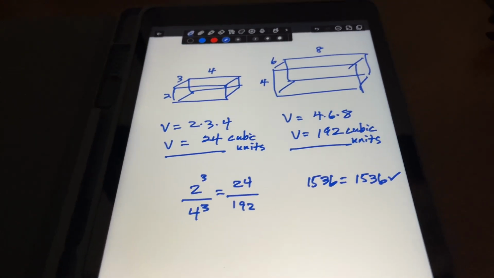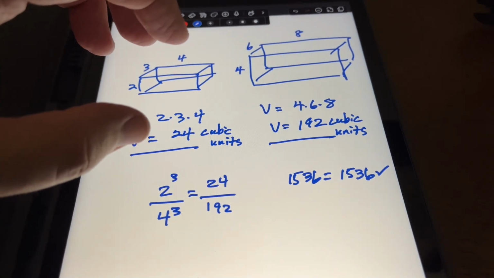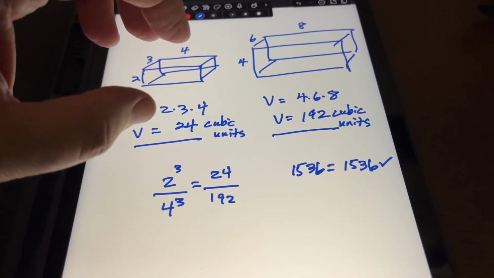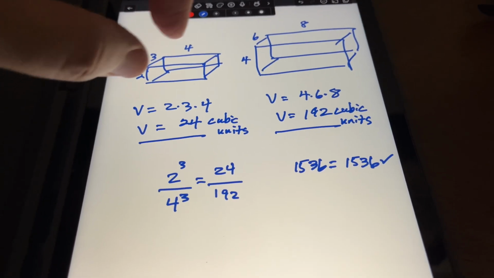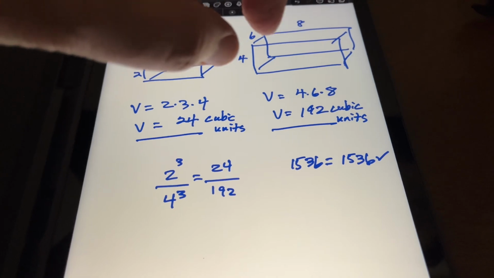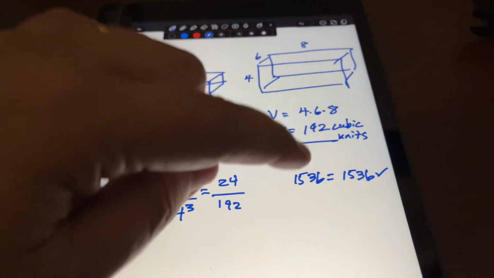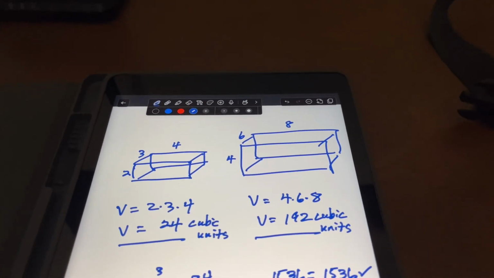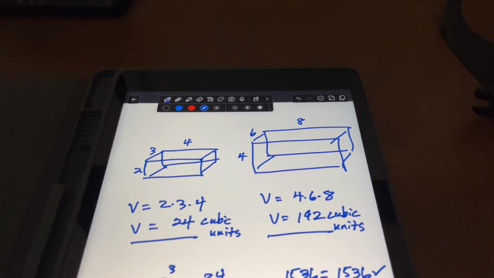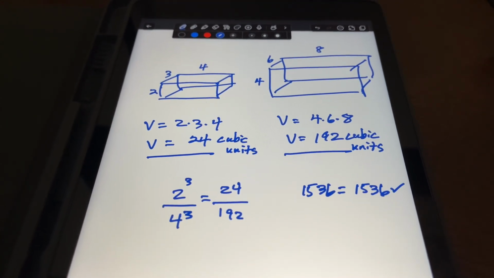Now, what this would enable us to do is if you just had a couple of dimensions over here, like maybe even just one, maybe just knew this was 3. And maybe you knew this was a 6 over here. And maybe you knew this volume, but you didn't know this volume, and maybe you didn't even have the other dimensions listed, so there was no way to physically calculate the volume. Well, you could set up a proportion like this and find it.